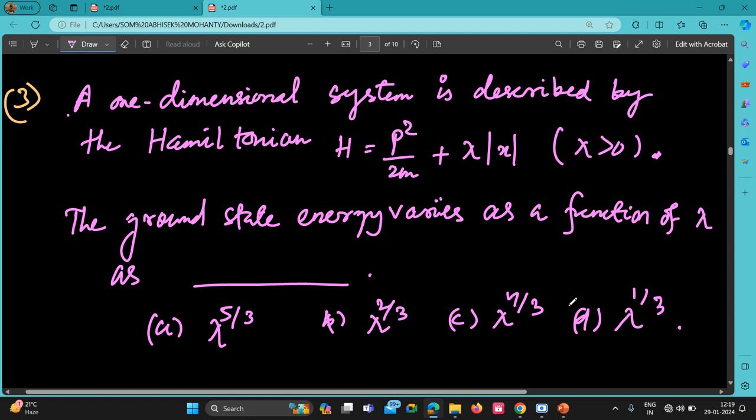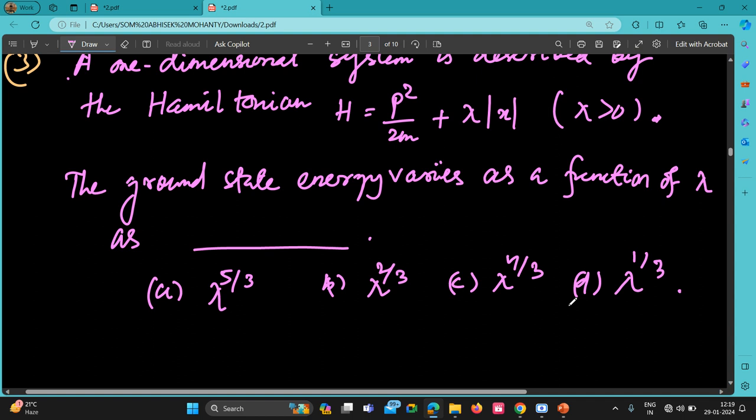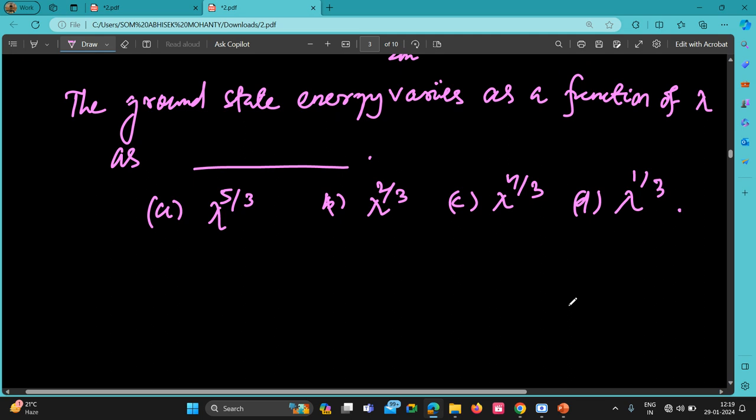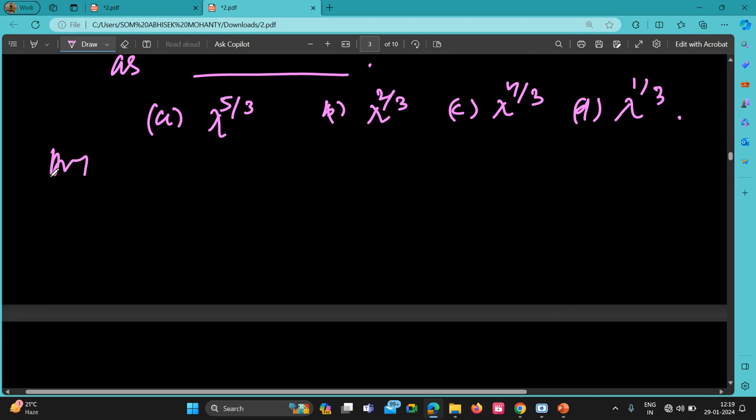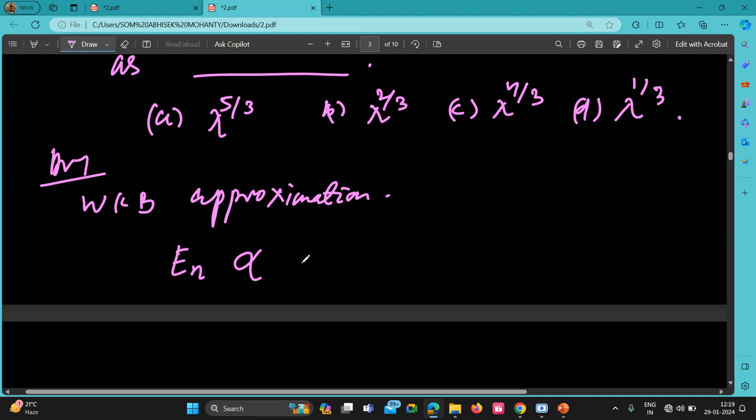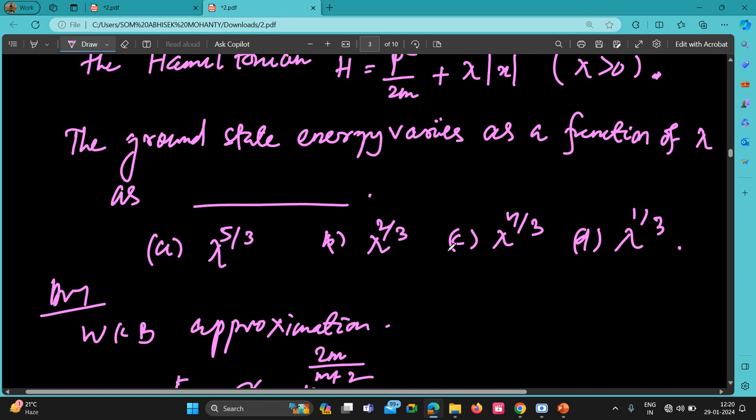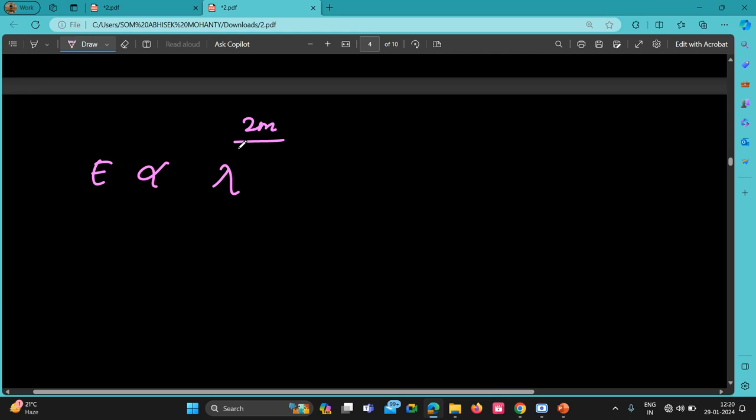Okay, done this question. Ground state energy varies as a function of lambda, right? So we know what this question comes under: WKB approximation, isn't it? Easy. So we know E_n is proportional to n to the power n plus 2, right? And here it is lambda, so we can write E is proportional to lambda to the power 2m by m plus 2.